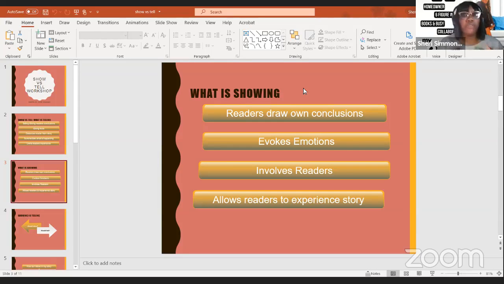So when you show in your work, you allow the readers to draw their own conclusions. You allow them to evoke whatever emotion they want. Those of us who have been writing for a while get different reader responses, where they say this character made them mad, or they were happy with this. The readers become involved in your work because now they get to picture and come up with their own identity for your characters. I don't particularly describe my characters to a T, so they get to imagine them the way they want, and you allow the readers to experience the story.